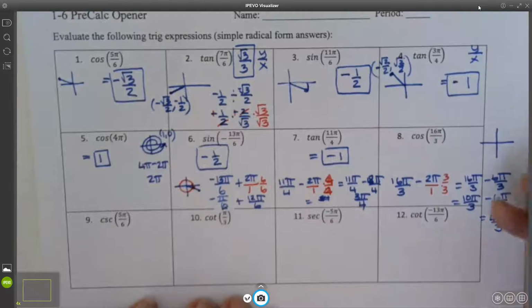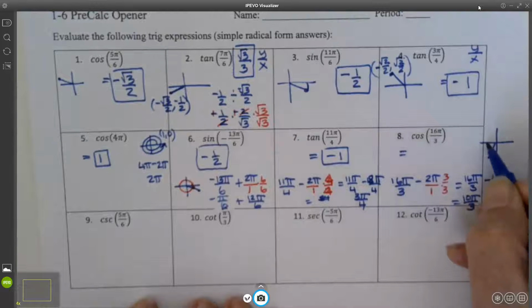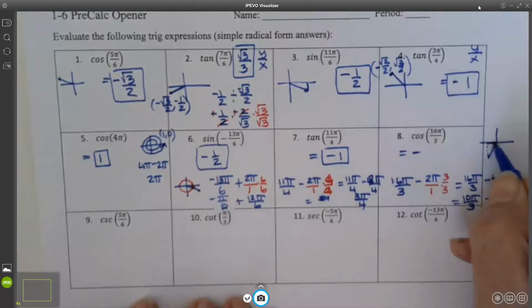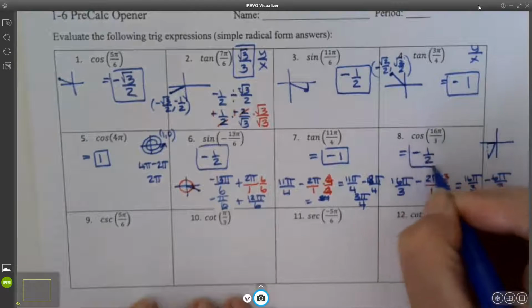So 4 pi over 3 on my unit circle is right over there. And again, cosine is the x coordinate. I can see my x coordinate is going to be negative, and it's going to be like the short side of that 30, 60, 90 triangle. So it will be -1/2.